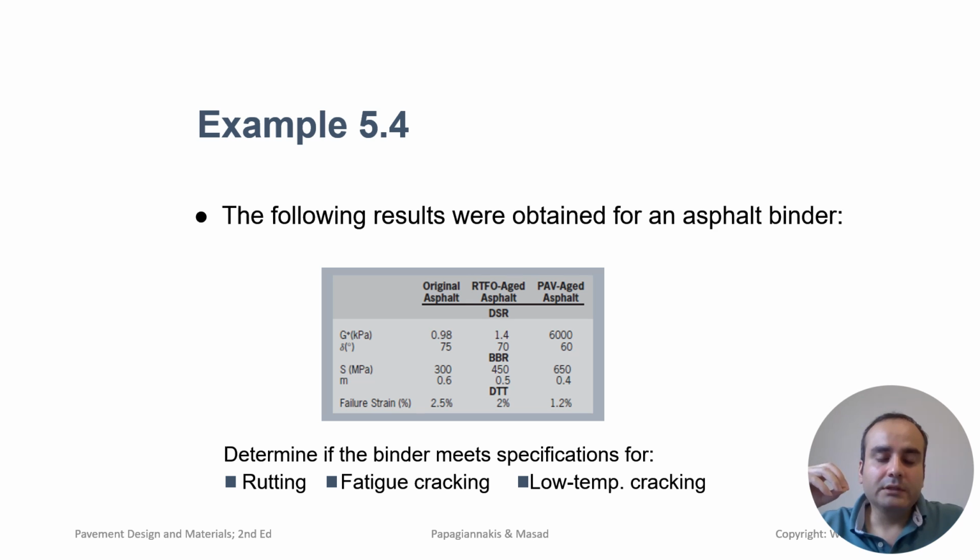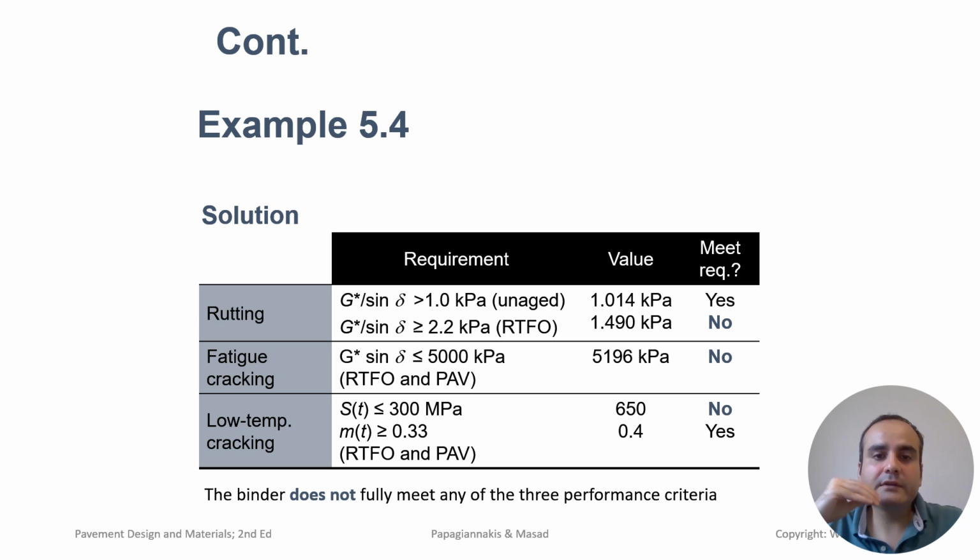In this example, the results on testing of a binder using different criteria are given, and we are interested in determining if the binder meets specifications for rutting, fatigue cracking, and low temperature cracking. After comparing the test results with the requirements based on specification, we see that the binder does not fully meet any of the three performance criteria.